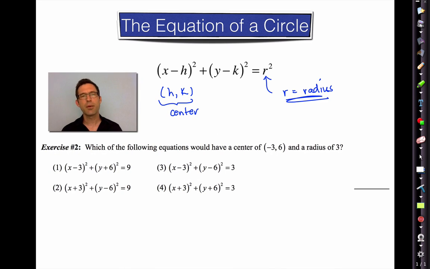So, how about exercise number 2? Which of the following equations would have a center of -3, 6 and a radius of 3? Pause the video now and see how much you get of this.